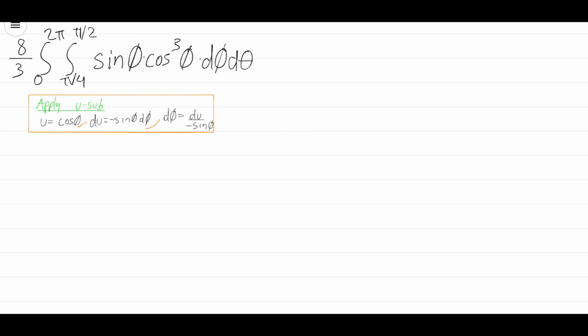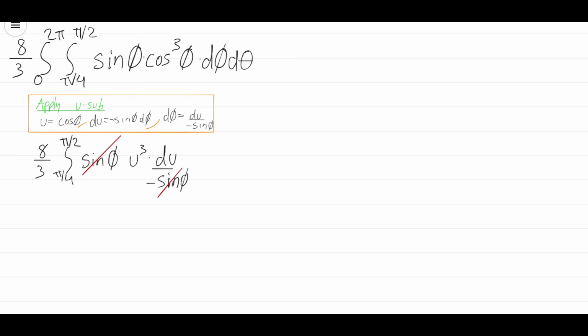So all I did right there was just apply u substitution because we wanted things in terms of u. We selected the higher power to be our u variable, and we're going to plug u and d phi back in, so that way our function is in terms of u. So 8 over 3, bounded from pi over 2 to pi over 4, sine phi u cubed times du divided by negative sine phi.